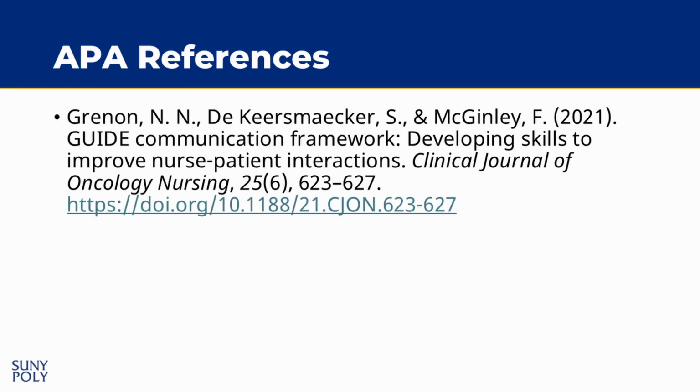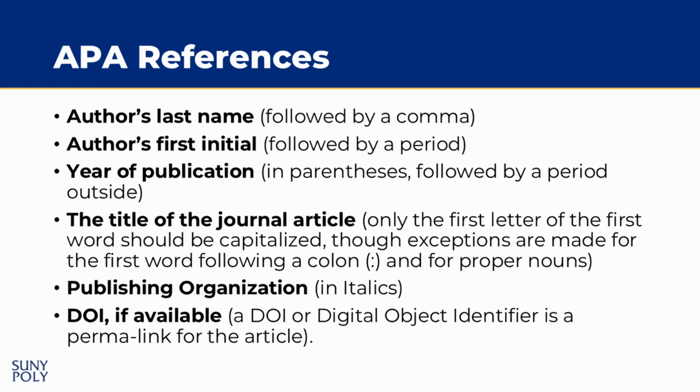References will look something like this. First, you'll have the author's last name, followed by a comma, then the author's first initial, followed by a period. Sometimes you'll also have the middle initial of the author, also followed by a period. Then, you'll have the year of publication in parentheses, followed by a period.